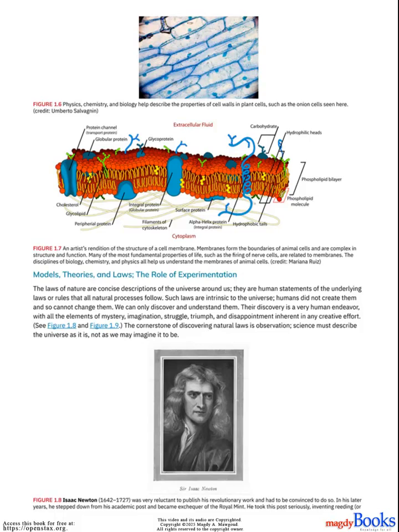Membranes form the boundaries of animal cells and are complex in structure and function. Many of the most fundamental properties of life, such as the firing of nerve cells, are related to membranes. The disciplines of biology, chemistry, and physics all help us understand the membranes of animal cells. Credit: Mariana Ruiz.